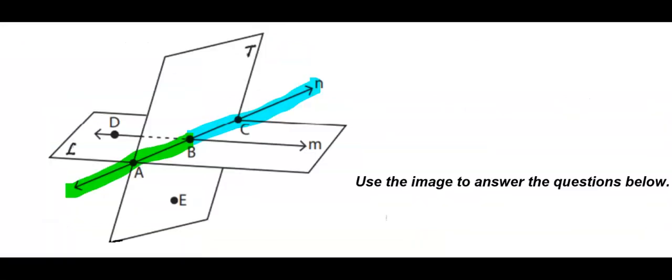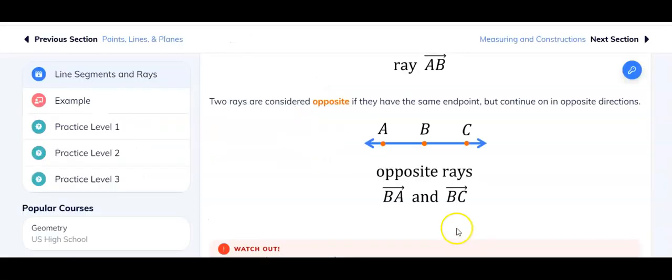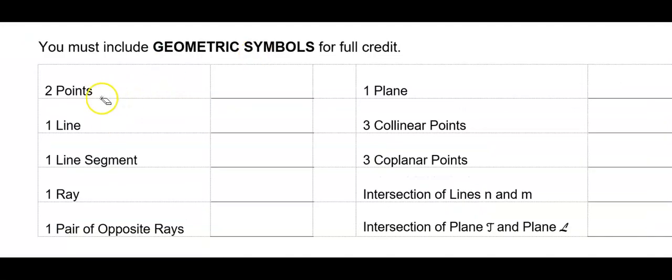Now, if we go back to our image, we can see that one would be represented as BA, and the other opposite ray is BC. And again, how we write that would be written like this. So far, we covered 2 points, 1 line segment, 1 ray, and 1 pair of opposite rays. Now let's go over to the other side, where we're going to include a plane, 3 collinear points, 3 coplanar points, the intersection of lines N and M, and the intersection of planes T and L.